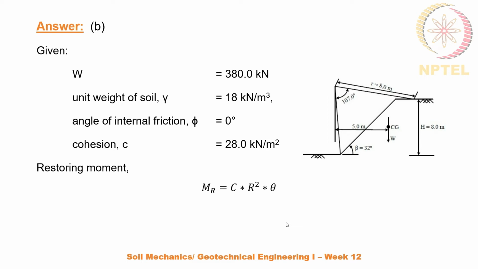So first, considering the restoring moment, Mr is equal to c r square theta, as we saw in the previous question. So in this question, C is equal to 28, R is equal to 8, and theta is equal to 107 degrees. So we got the restoring moment as 3346.56 kilonewton meter. Always remember, whenever we are using theta independently, it should be substituted in radians. For converting theta in degrees to theta in radian, multiply it with pi by 180.